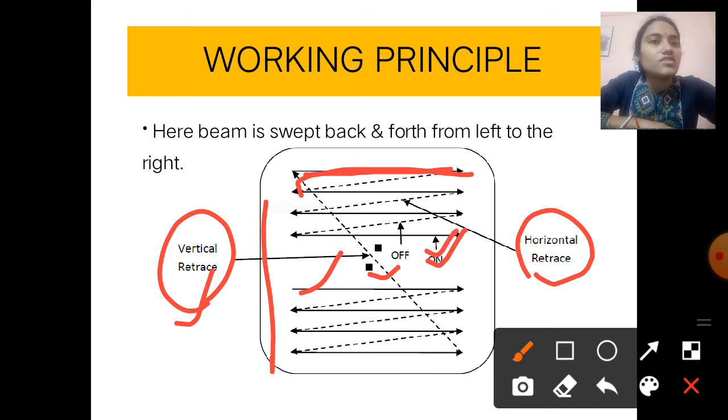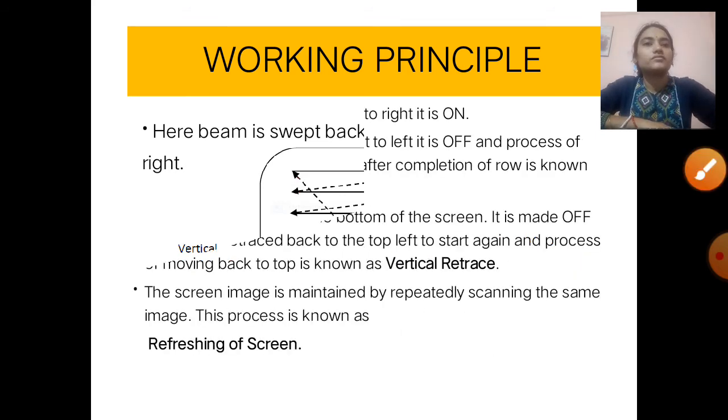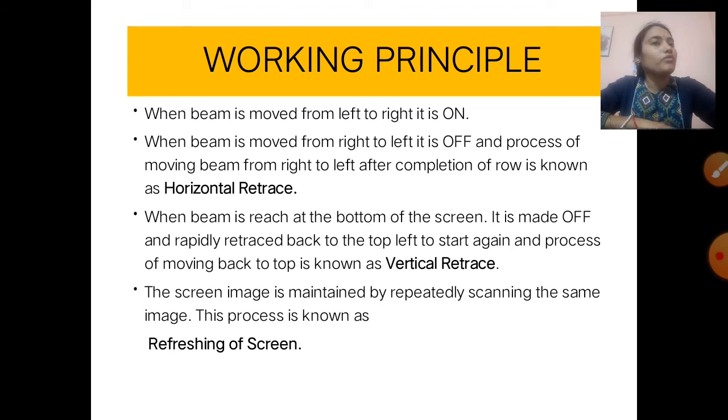Solid line means it is on, dotted line means it is off. Okay. The beam is moved from left to right, which is shown in this figure. When the beam is moved from right to left, it is off, because it shows which type of line? Dotted line. That means it is off. The process of moving the beam from right to left after completion of a row is known as horizontal retrace.